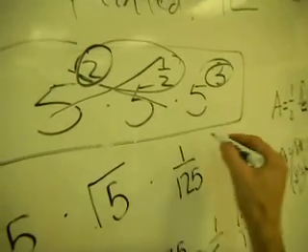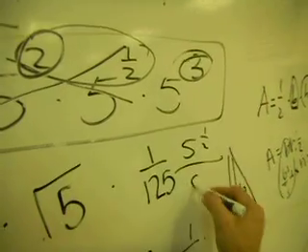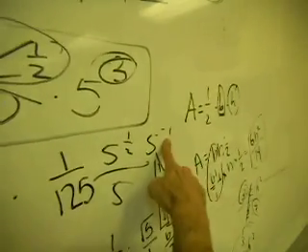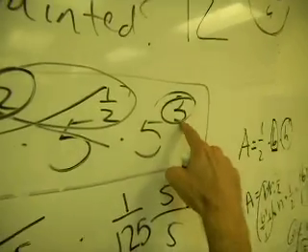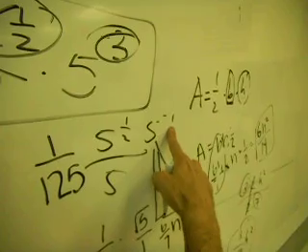Okay? So then you'd have 5 with the half on the top, and then you put one of the 5s underneath, because it was 5 to the minus 1. This is negative 3, this is plus 2, it's negative 1.